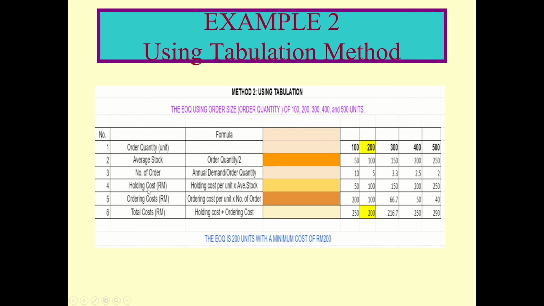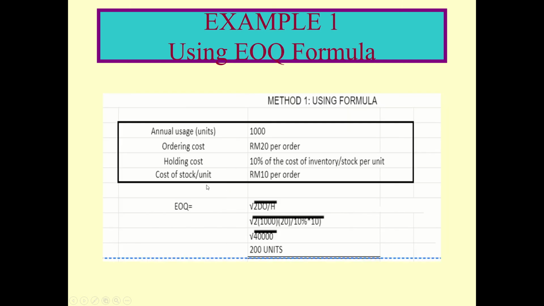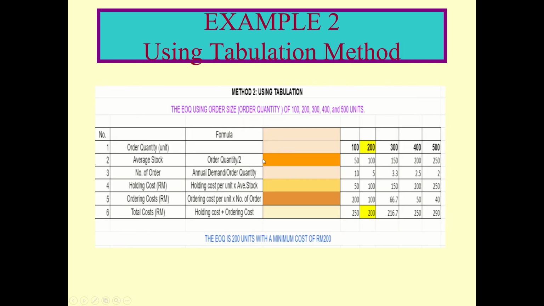And for the holding cost, the formula is holding cost per unit. Holding cost per unit is equal to 10% times with 10 ringgit. Okay, because it is a 10% out of cost of inventory or cost of stock per unit. So 10% times with 10 ringgit equal to 1 ringgit. Okay, so the holding cost per unit is 1 ringgit, times with the average stock. So 1 ringgit times with average stock 50, so 1 multiplied with 50 equal to 50.